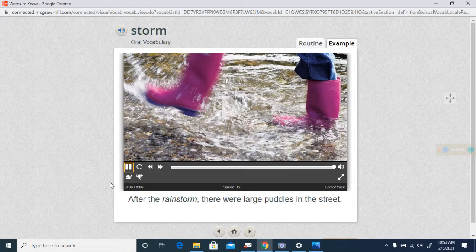So, a storm is kind of a patch of rough weather that comes through. There might be strong winds, heavy rain and snow. There might be loud thunder and bright lightning. The example is after the rainstorm, there were large puddles in the street. Where do you think the large puddles came from? It came from the heavy rain, didn't it?